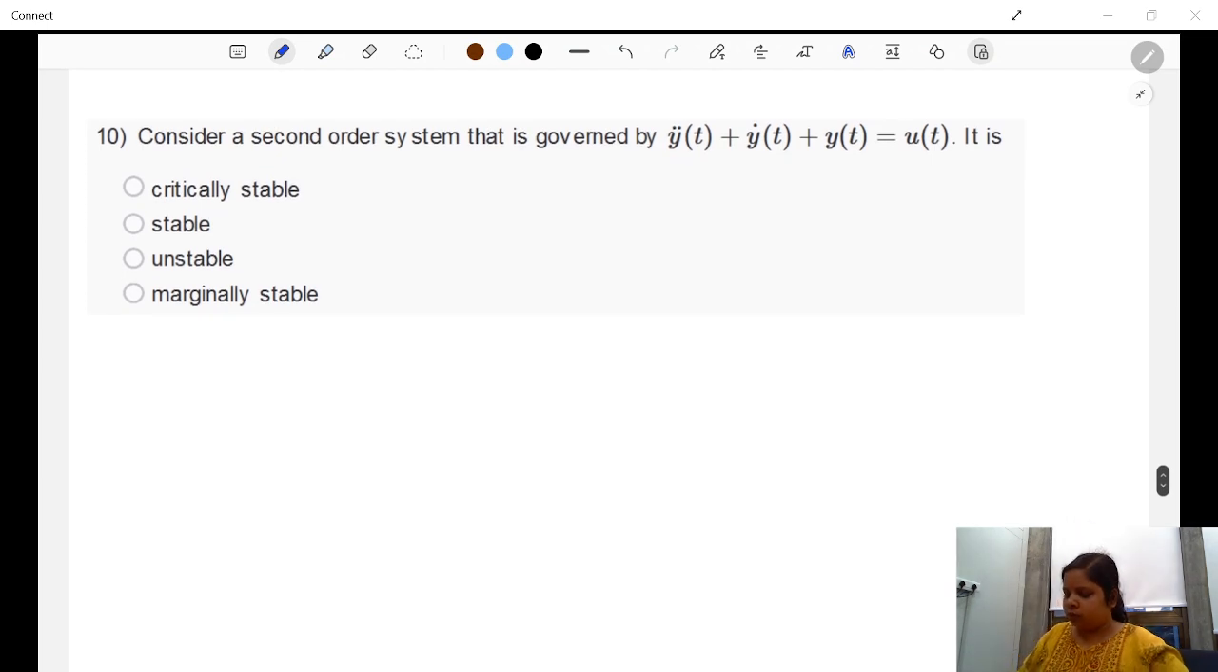Okay, moving on to the next question. Since we have already solved the question, you know about stability. Can someone tell me, let's say a transfer function is given to you. How would you find out if the system is stable or unstable or marginally stable?